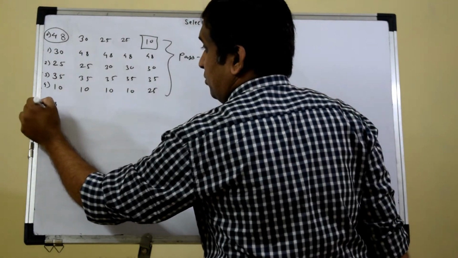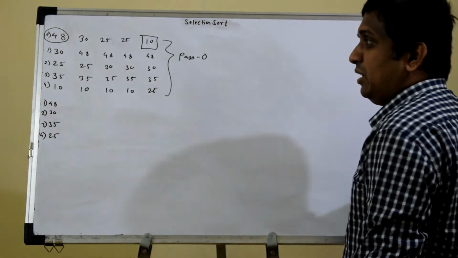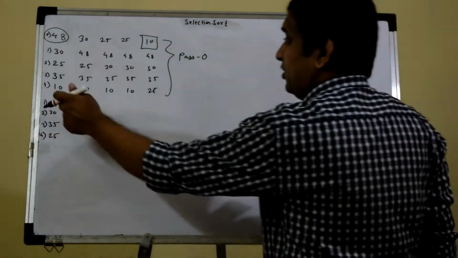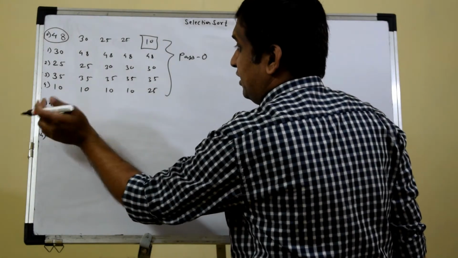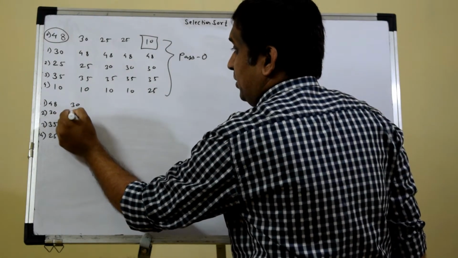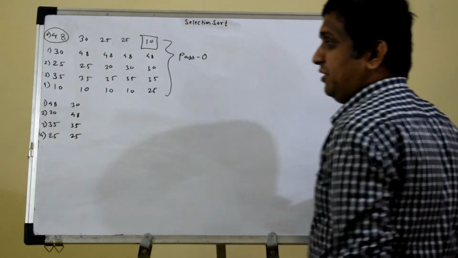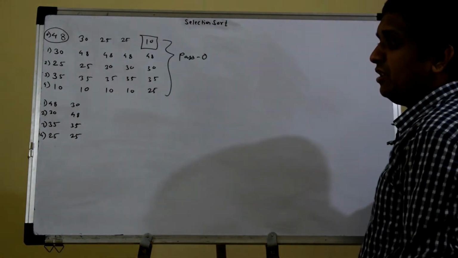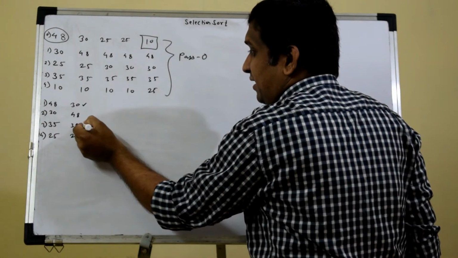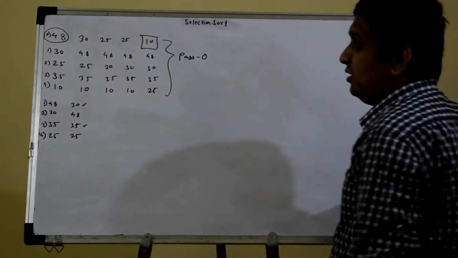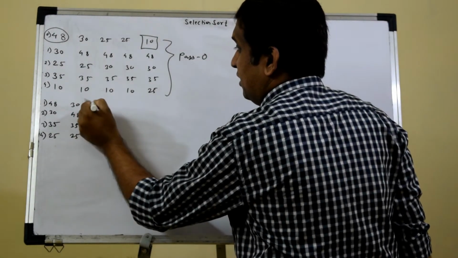And now the positions of these elements are 1, 2, 3, 4. So I will compare first position element with second position element. First is greater than second, so it will be 30, 48, 35, 25. I will swap the elements since 48 is greater than 30. After that, next comparison will be between first position element and third position element, 30 with 35. 30 is already less than 35, so there won't be any change.